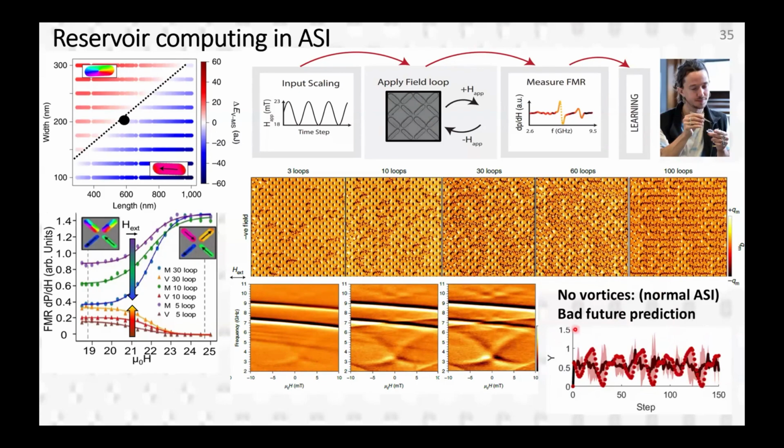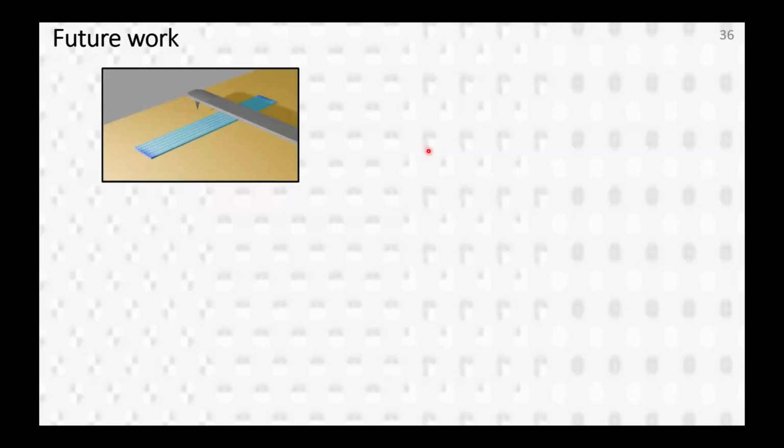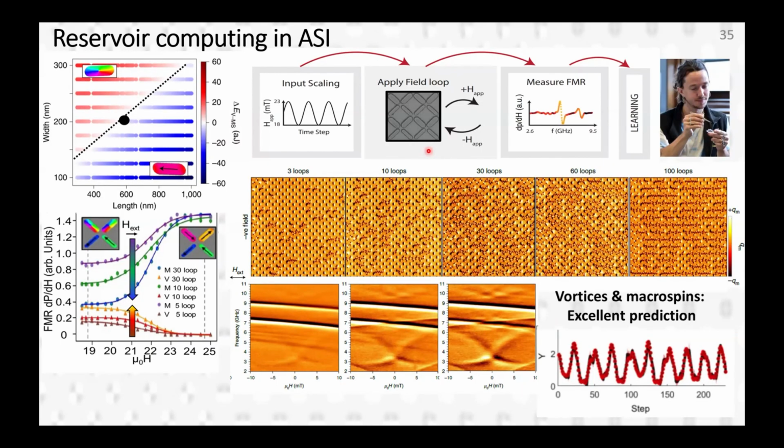And here you see with no vortices, we get bad future prediction. But if we include the vortices and the macro spins, we get this very good, excellent prediction. So ASI was used with these vortices to basically show that reservoir computing is possible in the system.